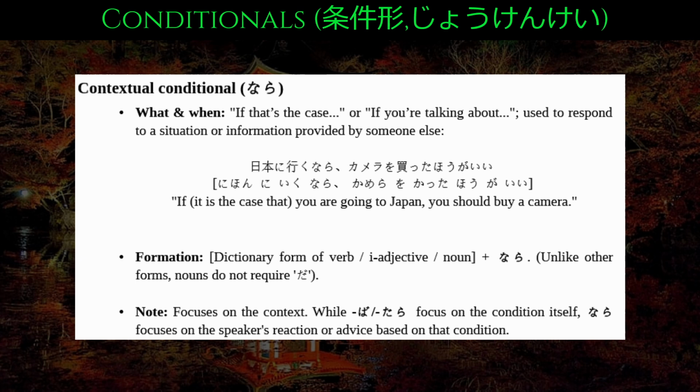As for the formation, once again the 辞書形 or PL2 form of the verb, the i-adjective or noun. This one is quite versatile, plus nara. And unlike the other forms, nouns do not require da or desu at the end. Also note here, this one focuses on the context. So, while ba and tara focus on the condition itself, nara focuses on the speaker's reaction or advice based on that condition.